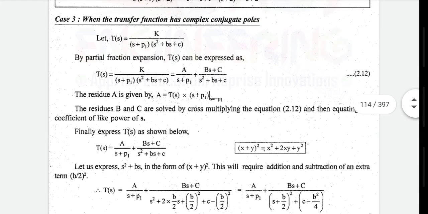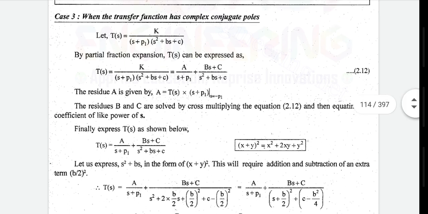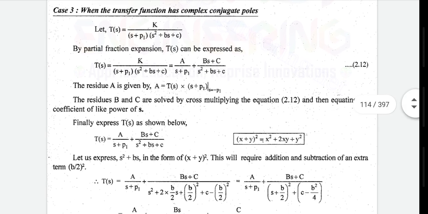Now let t of s is equal to k by s plus p1 into s square plus bs plus c. For the first braces, what is the pole? It is minus p1. For the second, s square plus bs plus c, you cannot directly say what the roots are here, right? Now you will obtain the complex conjugate poles.